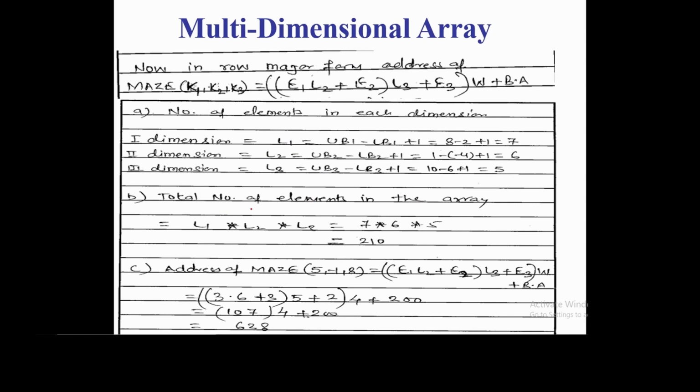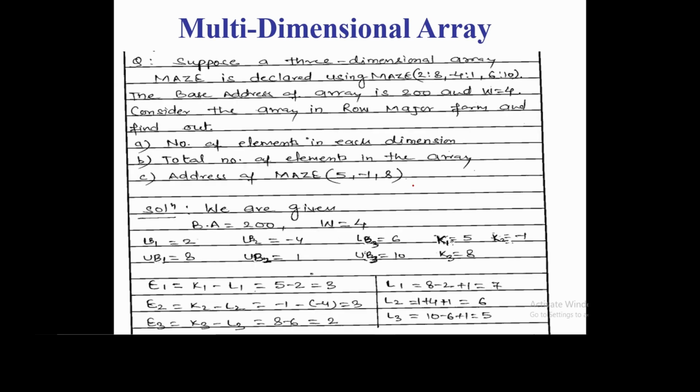And the total number of elements in the array will be the product of the number of elements in each dimension: 7 multiplied by 6 multiplied by 5, that is 210. And for the address of this particular element, we will find the effective index, that is E1, E2, E3. So E1 will be K1 minus L1, E2 will be K2 minus L2, E3 will be K3 minus L3. So it will be K1, that is 5, minus L1, that is 2, which is 3.